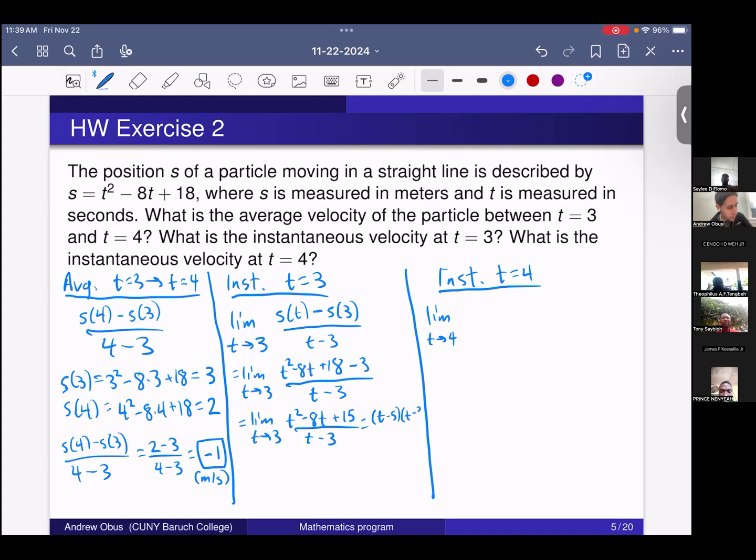Great. So t minus 5 times t minus 3 over t minus 3. Good. And so now we can cancel the t minus 3s. That's how these limits always work. So we have the limit as t approaches 3 of just t minus 5. And now we can just punch it in. That's 3 minus 5, and that's going to be -2 meters per second.